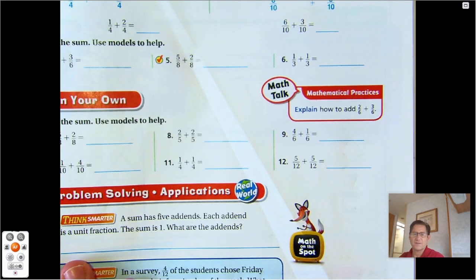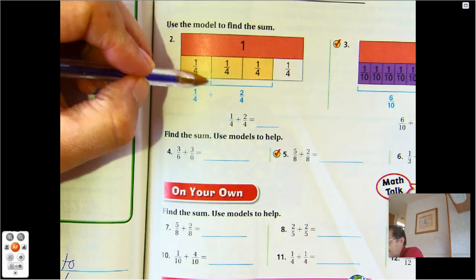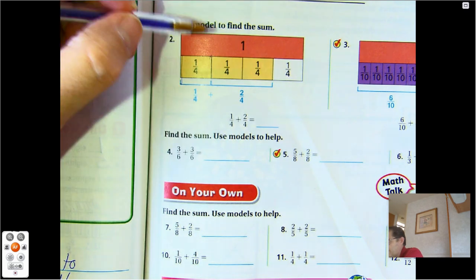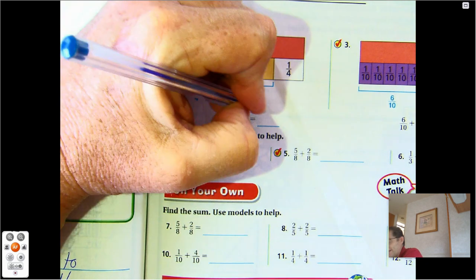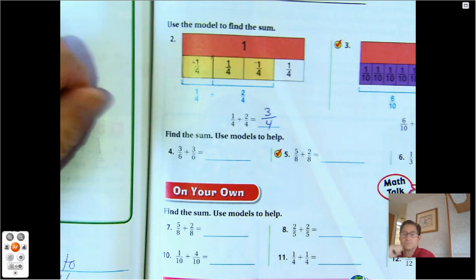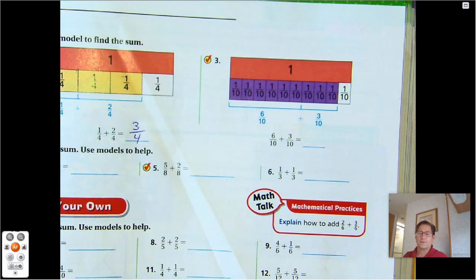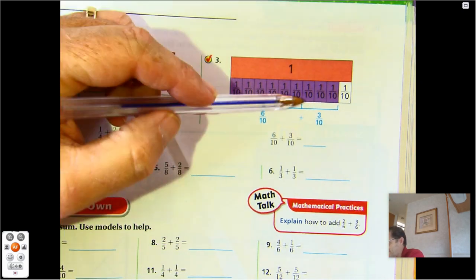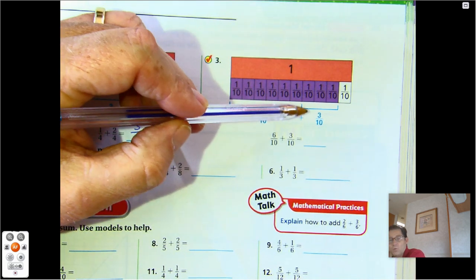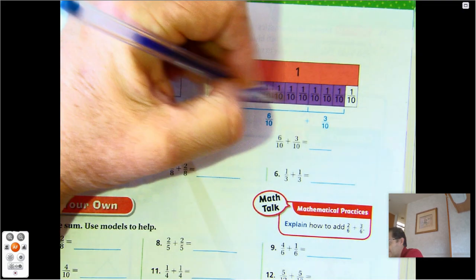Number 2, use the model to find the sum. So here they're saying we have 1/4 plus another 2/4. So we have a total of 1, 2, 3 1/4 size pieces, or 3/4. Number 3, 6/10. Okay, so this section here is 6/10, and we're going to add 3 more 1/10, 3/10 more. So 6 and 3 is 9/10.